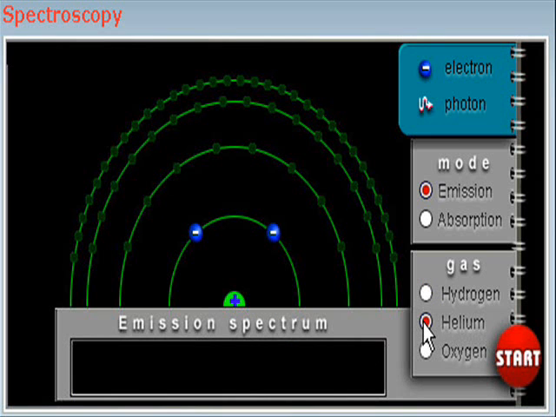If we look at helium, we can see that this one has different energy levels and therefore produces different bands of electromagnetic waves. Oxygen is a much more complex atom, therefore produces many different bands of waves.